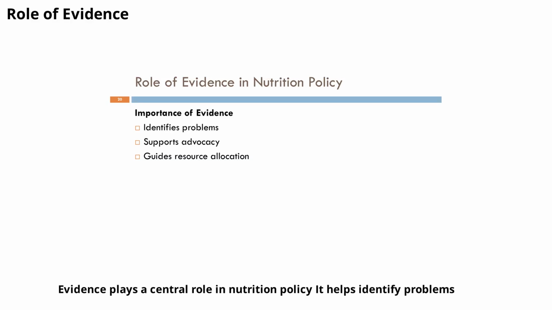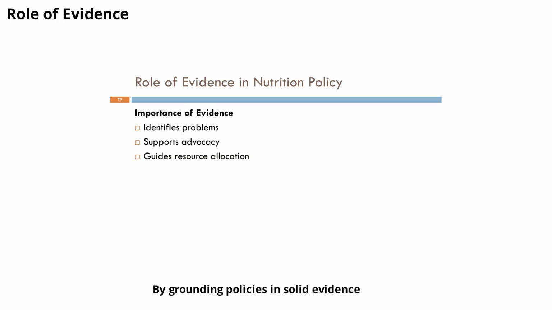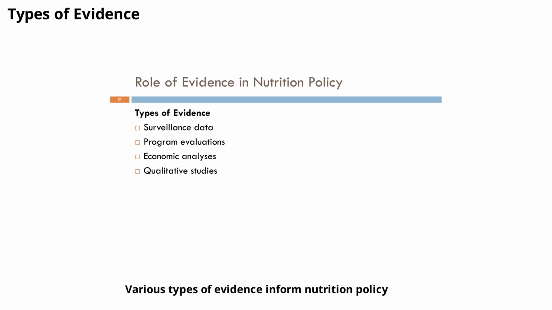Evidence plays a central role in nutrition policy. It helps identify problems, supports advocacy efforts, and guides resource allocation. By grounding policies in solid evidence, governments can design interventions that are both effective and efficient, maximizing the impact of limited resources.